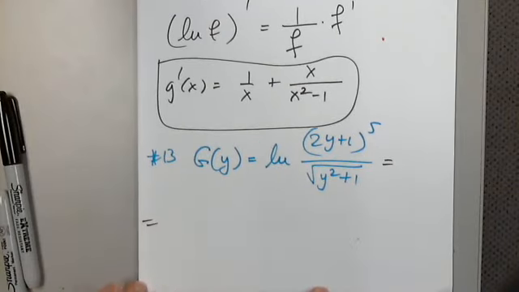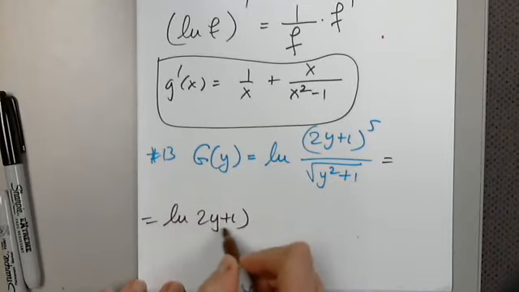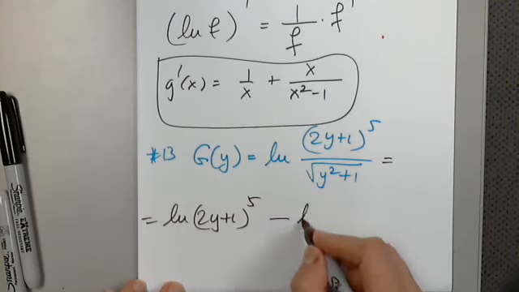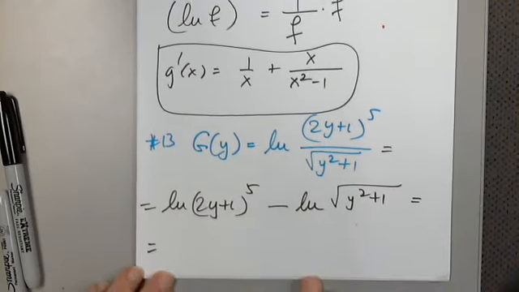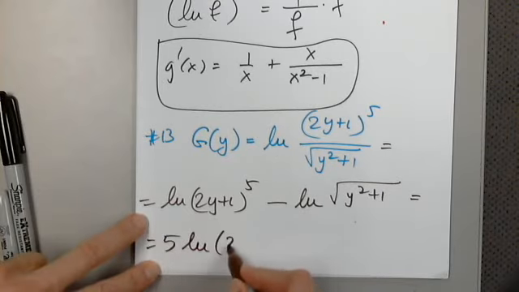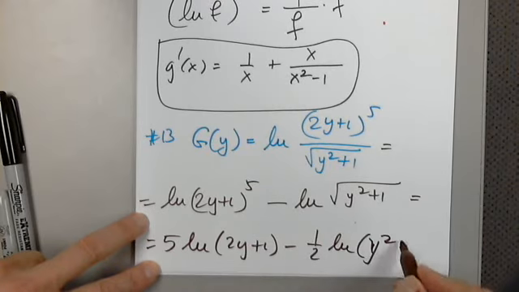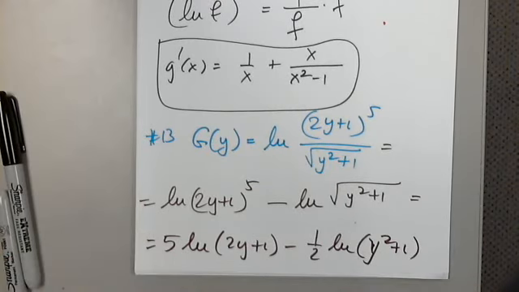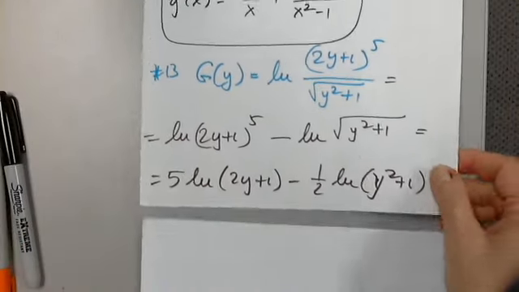So if we do that, what should I write? The natural log is 2y plus 1 to the power minus natural log of the square root of y squared. Good. One more step in which I no longer have products or quotients, but I do have a power. I do have a power in both. 5 natural log 2y plus 1 minus 1 half natural log y squared plus 2. Perfect. That is perfect.